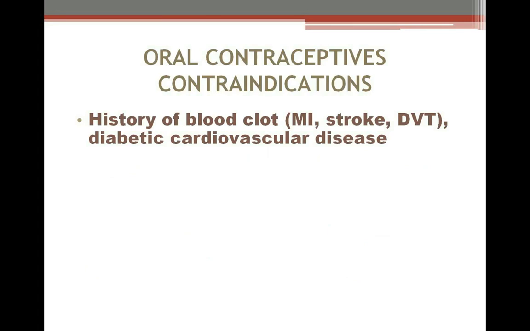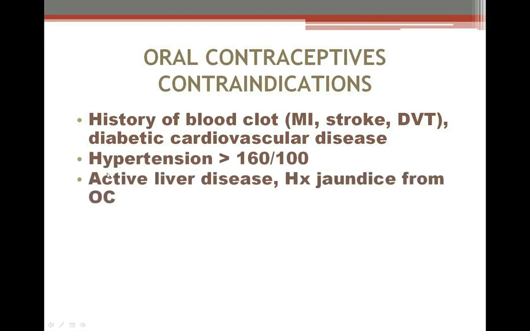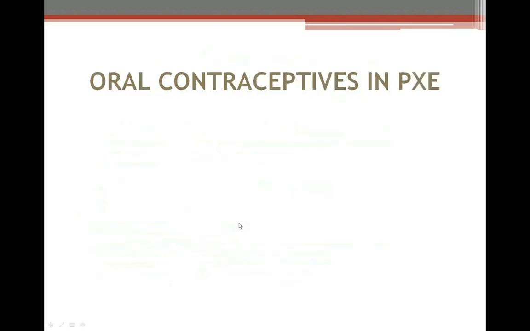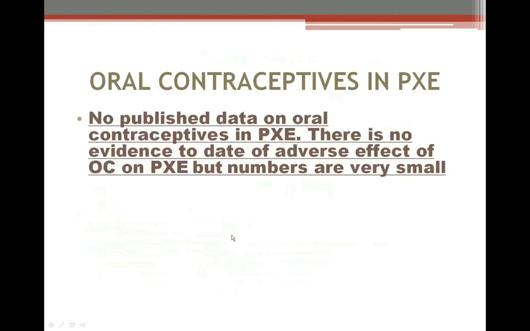Now, contraindications means the reasons why you should not take something. Contraindications for birth control pills include a history of blood clots, a history of a stroke or heart attack or deep vein thrombosis, diabetic cardiovascular disease, uncontrolled high blood pressure, active liver disease or a history of jaundice from oral contraceptives, smokers who are older than 35 years, and patients who have migraine with focal neurologic signs. It's thought that these patients may be at increased risk for a stroke with birth control pills. So these might be people who have a hemiplegic migraine where they get weakness or sensory loss in an extremity, or loss of a visual field, things of that nature. Also those who have had breast cancer in the last 5 years and women who are currently breastfeeding.